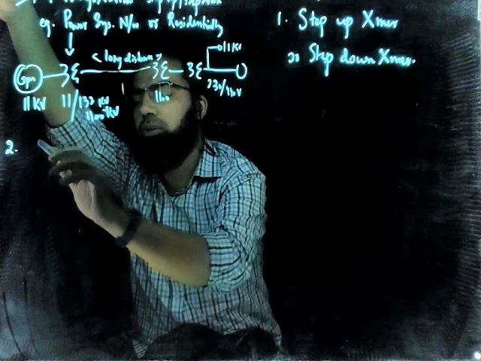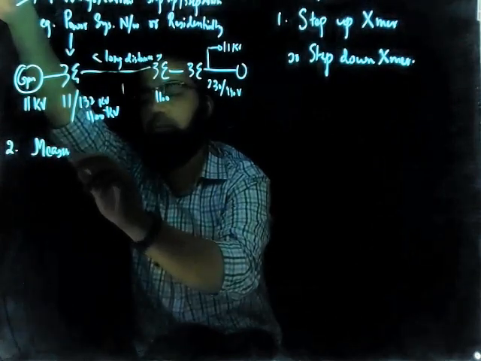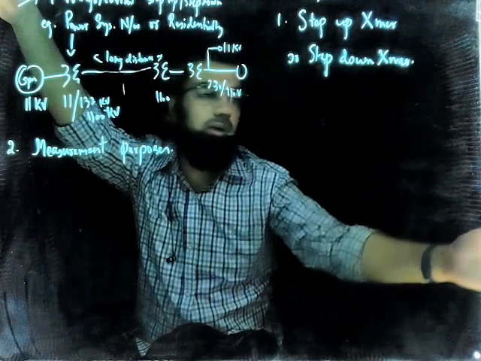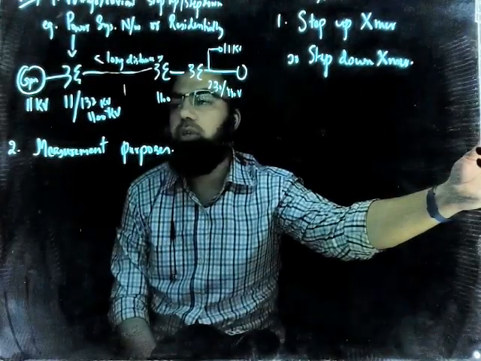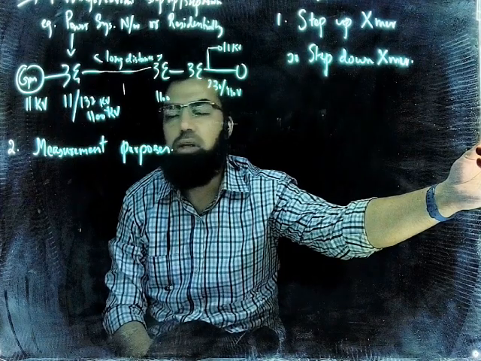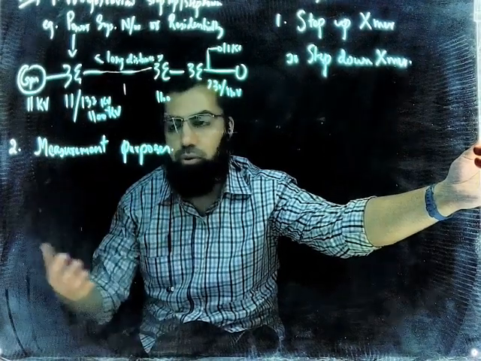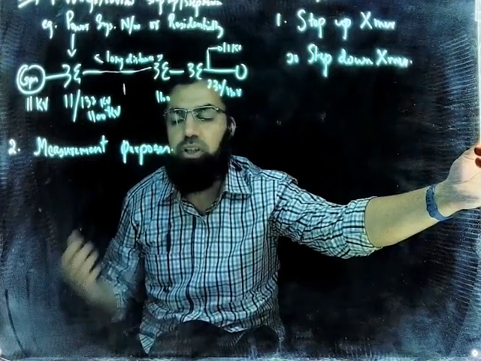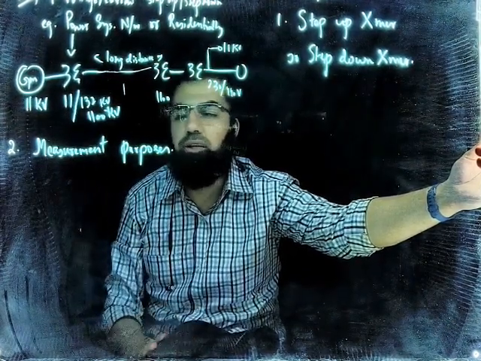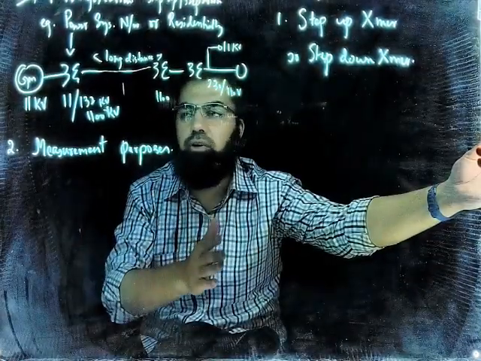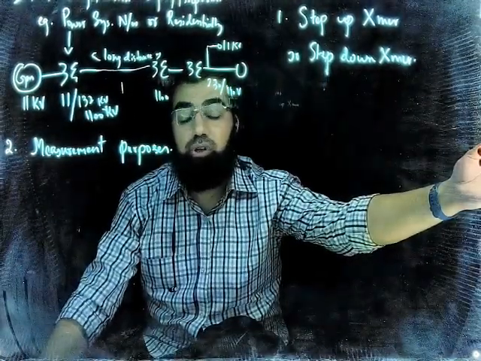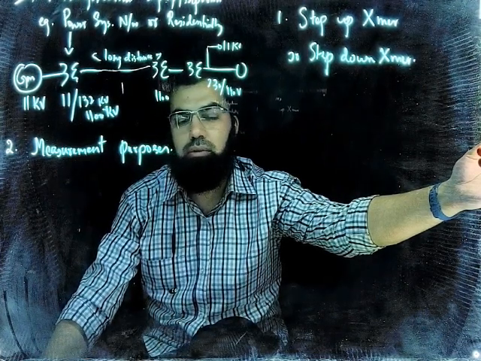Second purpose of using a transformer is for measurement purposes. So what does this mean? Again, as you can see, the transmission voltage is as high as 1100 kVs. The generating voltage is 11 kVs. You may have generation even at 6.6 kVs, and there will be other intermediate voltage levels that are actually used: 33 kVs, 132 kVs, 440 kVs, 700 kVs, 1100 kVs. So there are a number of voltage levels that have become an industry standard for use.